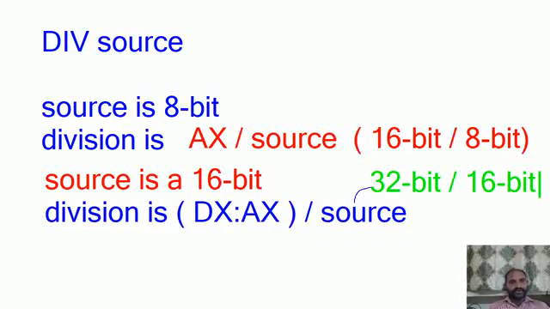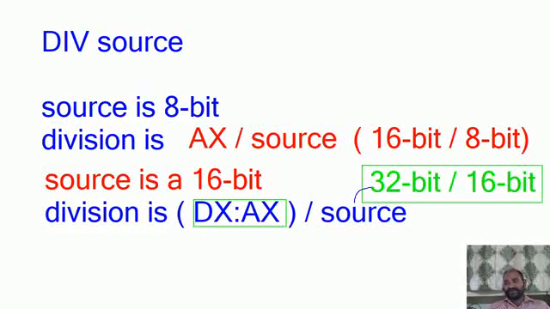If the source is an 8-bit number, then the numerator is going to be AX. If the source is a 16-bit number, then the numerator is going to be DX colon AX. These two registers' content shows the numerator, and it forms the 32-bit number. That's why it is a 32-bit by 16-bit division operation. And as the source is an 8-bit number, the division is going to be the 16-bit by 8-bit division. Okay, now, so this is about the division operation.